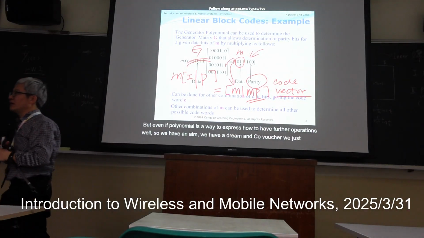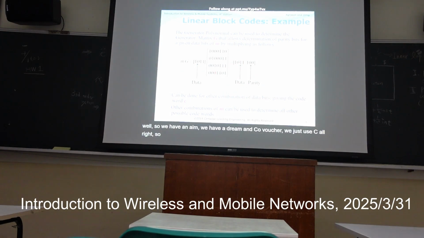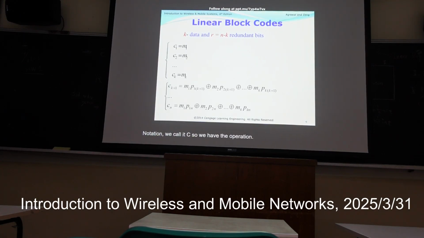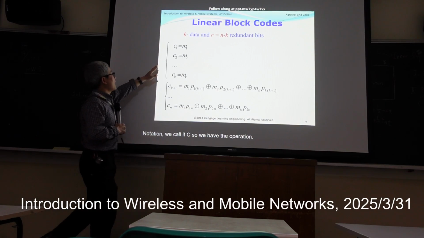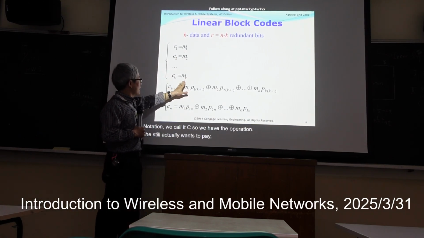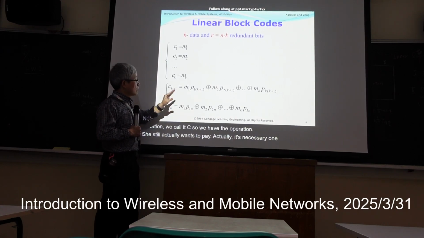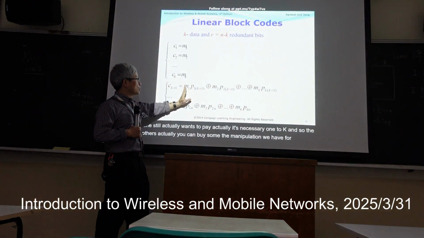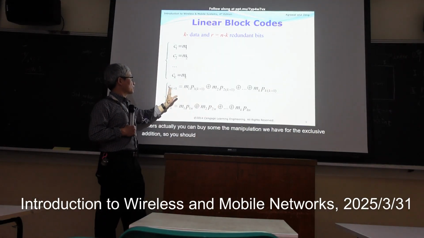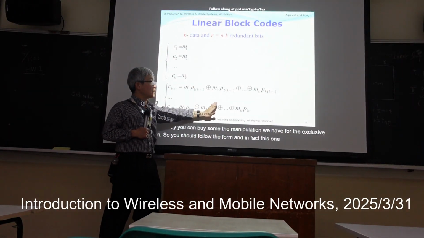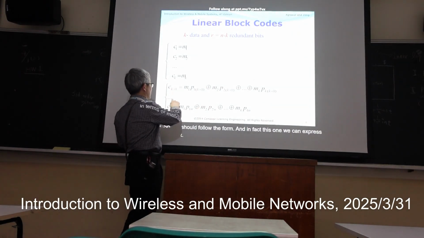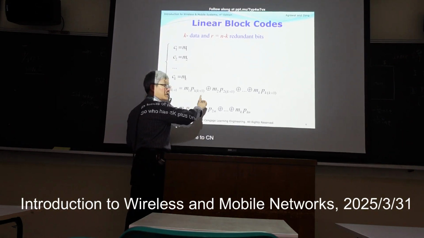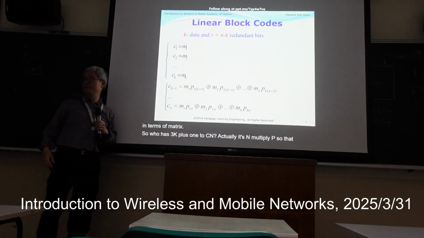Alright, so the resultant notation, we call it C. So we have the operation: C, from 1 to K, is actually the message 1 to K. And for the others, you can do the manipulation with exclusive addition, so it should follow the form. In fact, this one we can express in terms of a matrix. So here C K plus 1 to Cn is actually M multiplied by P, so that we have the current result.